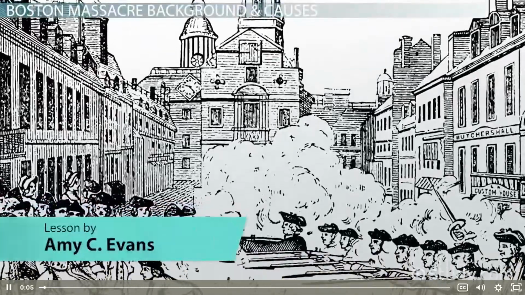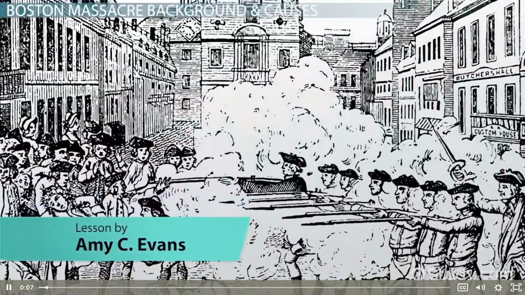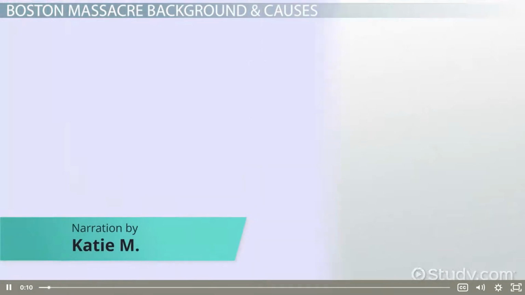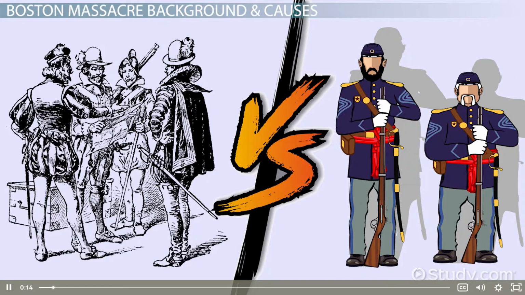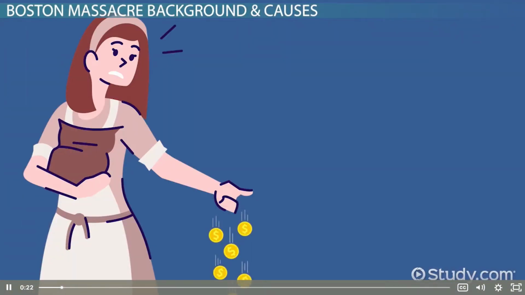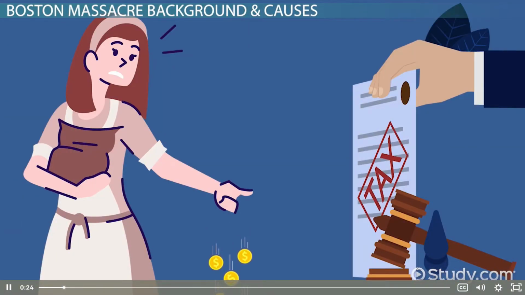The Boston Massacre was not a solitary random event that came out of nowhere. Tensions had been brewing for some time between colonists and Great Britain, and the Boston Massacre was a tragedy in the making. Let's take a look at the setting and background of this pivotal event in American history and explore what triggered it, beginning with taxes.